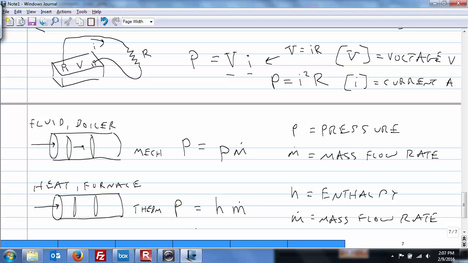So hopefully that ties in different types of power. You know, it's all around us, but at the end of the day, it's just power. Multiply power by time, then you got energy.